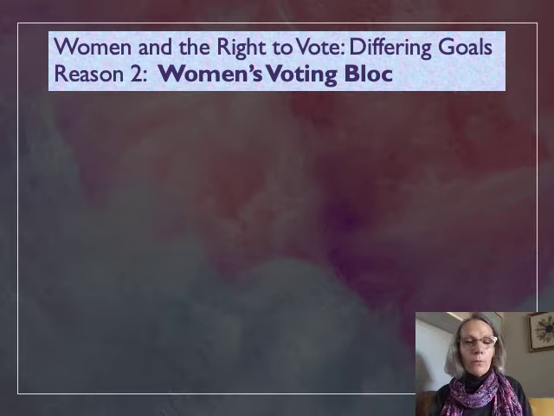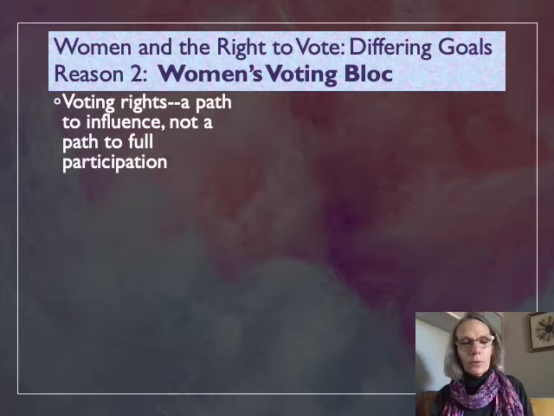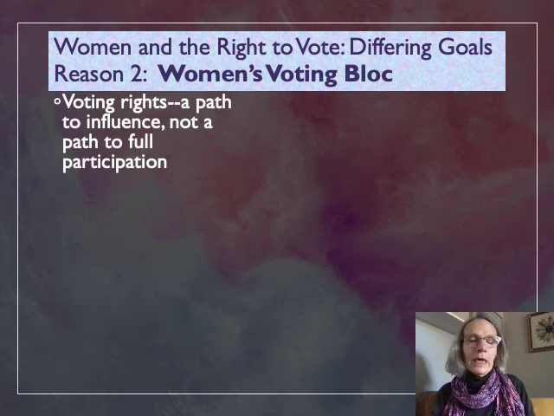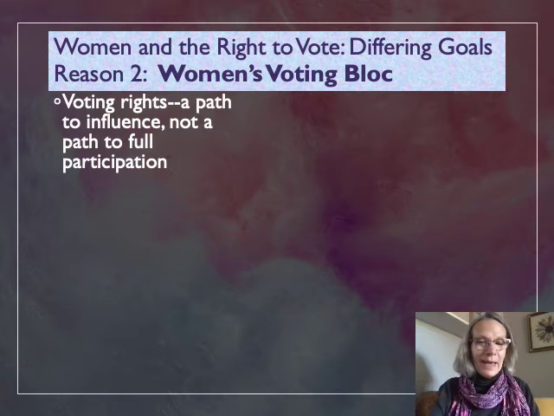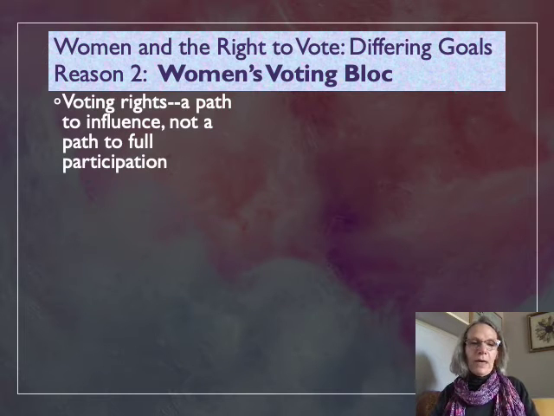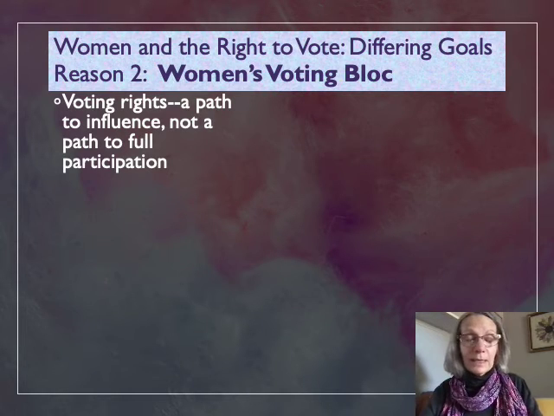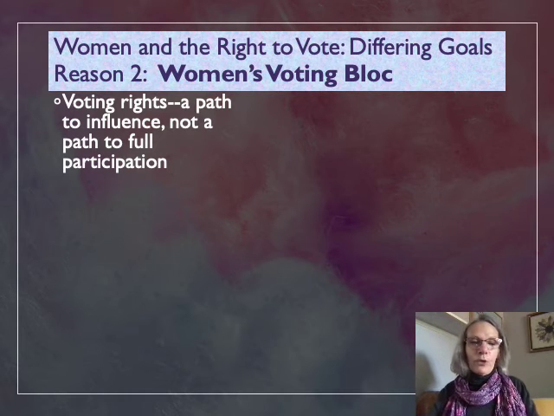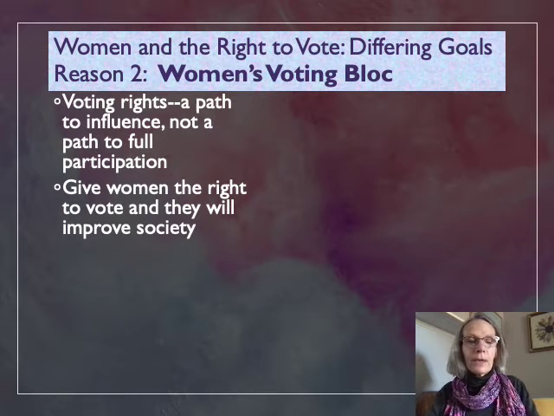The other argument for women's suffrage is what was known as the women's voting bloc. This group of folks who were fighting for the right to vote basically said, look, if you give women the right to vote, we're not viewing this as a path to full participation in the political process. We're not saying first you vote and then you run for office and then you become president of the United States, right? That's not the argument that they were making. They were saying that giving the right to vote to women allows women to influence the political process, but that it's not viewed as a path to full participation.